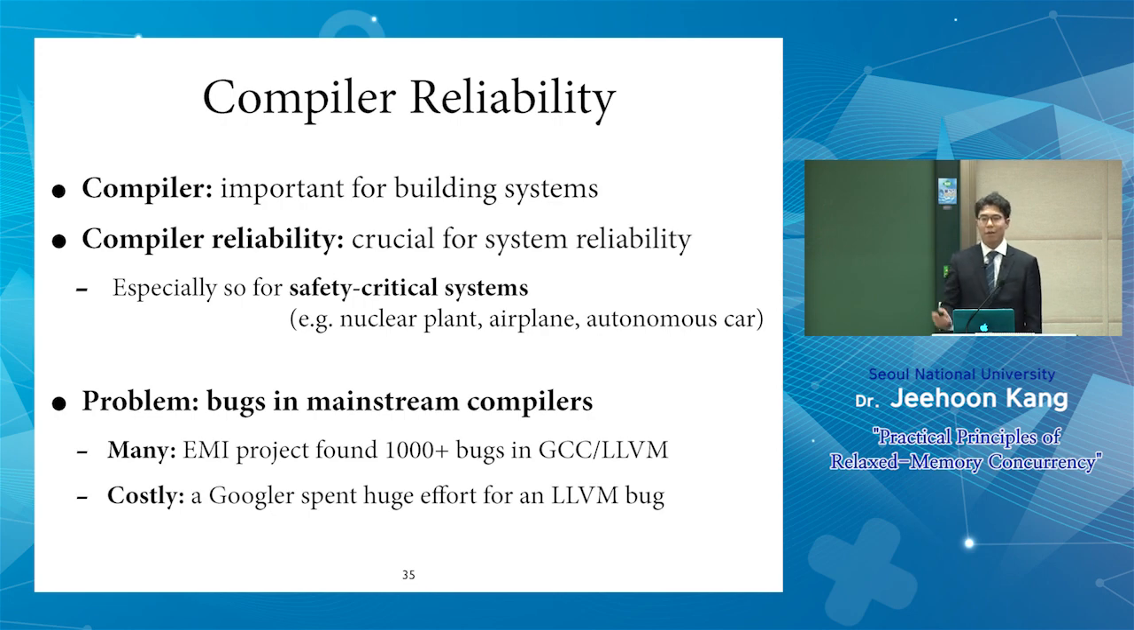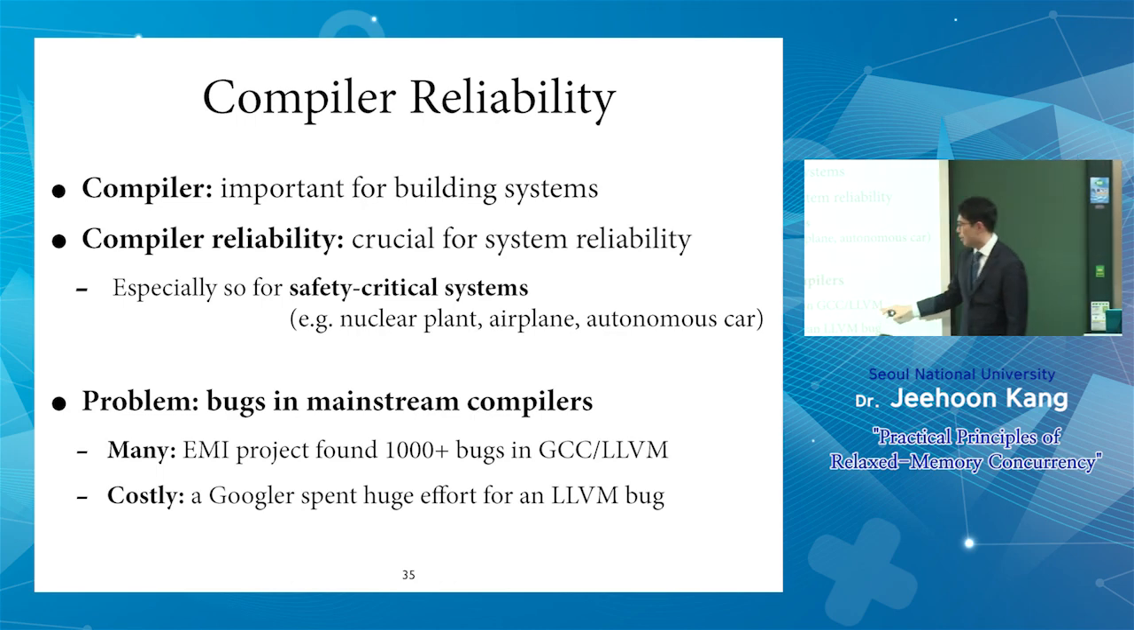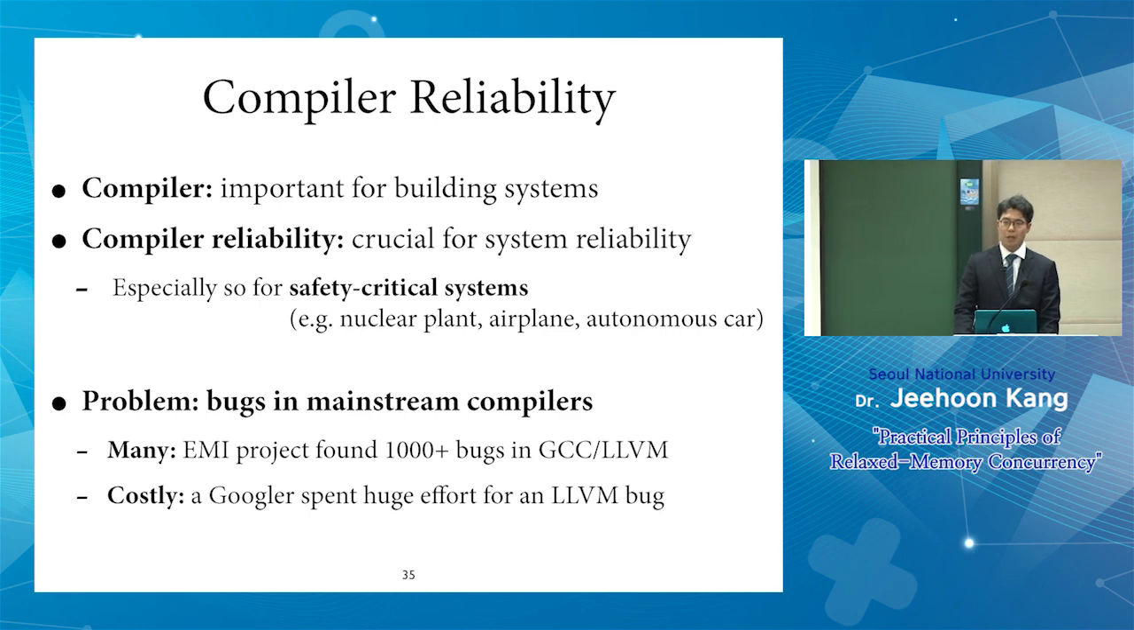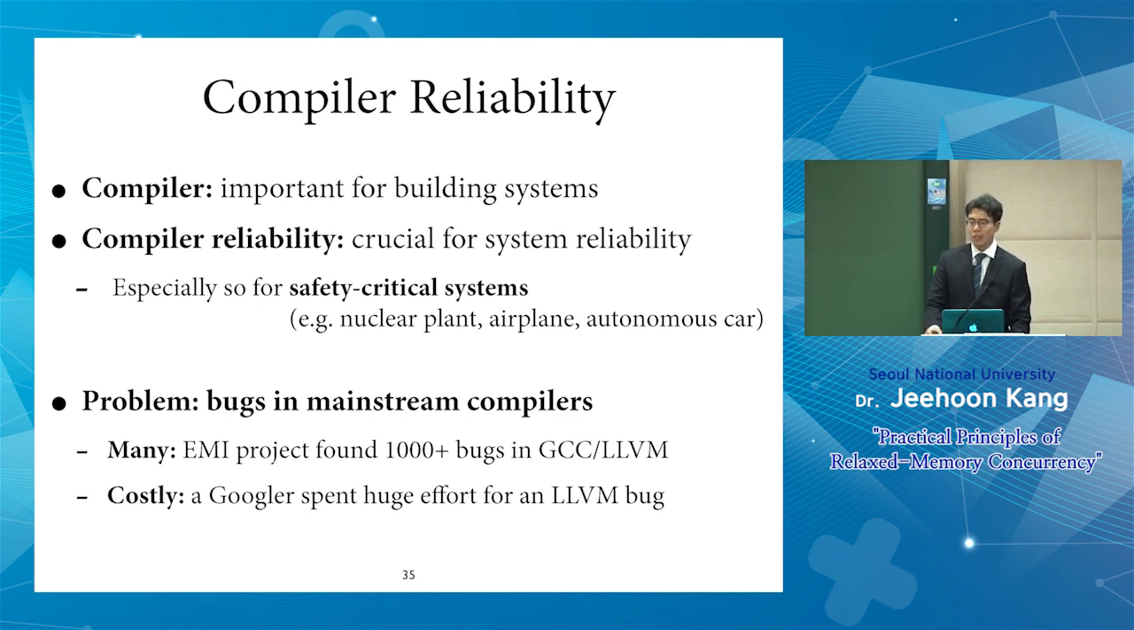But the problem is that there are many bugs in mainstream compilers. It is likely that many of you haven't experienced any bugs in the compiler, but it's usually due to the fact that mainstream compilers are heavily tested for the common use cases. In fact, the EMI testing project found more than 1,000 bugs in the GCC and LLVM compilers, which are mainstream compilers. Also, it is costly because usually you don't suspect the compiler's bug. So if there's a bug, you suspect your code first. So it will take a lot of time before figuring out that a bug is introduced by a compiler, if it's the case.